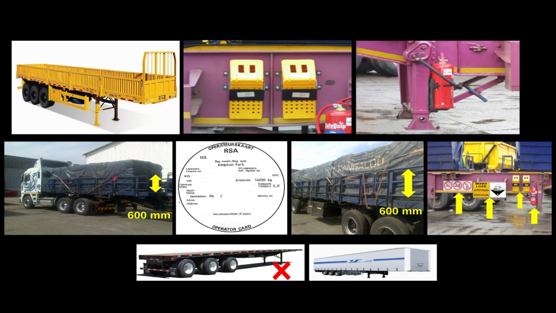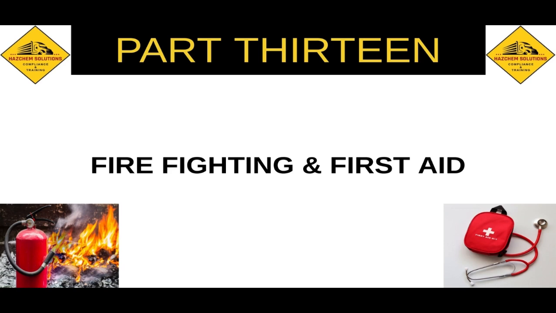This is not allowed. Why? Because it doesn't have the railings. It is an open truck, which means it must have at least a minimum of 60 centimeters railing or frame. Okay, let's go over what we've learned.